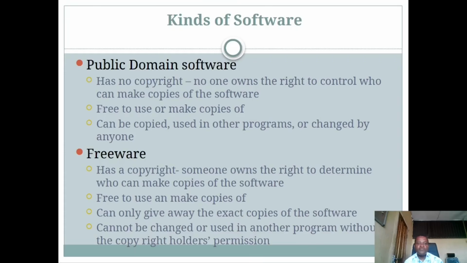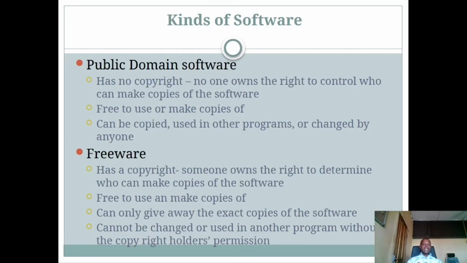Now the next one is freeware. Freeware software has copyright. It's important. Someone owns the right to determine who can make copies of the software. Public domain software has no copyright, but freeware has copyright. Even though you are free to make copies of the software, someone owns the right to determine who can make copies of the software.